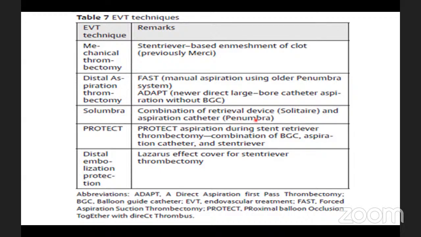Solumbra is a combination of Solitaire and aspiration catheter. PROTECT is again a modification including a balloon guide catheter, aspiration catheter, and stent retriever. And there is a distal embolization protection technique also that we'll see.